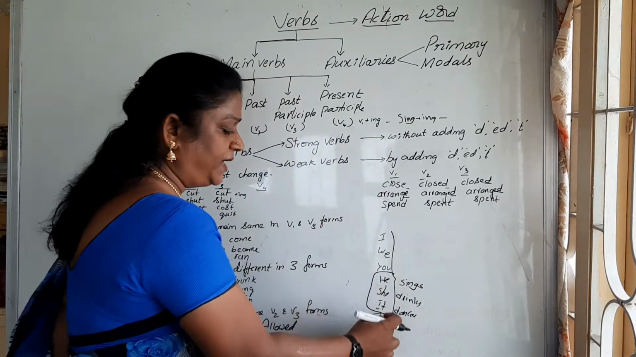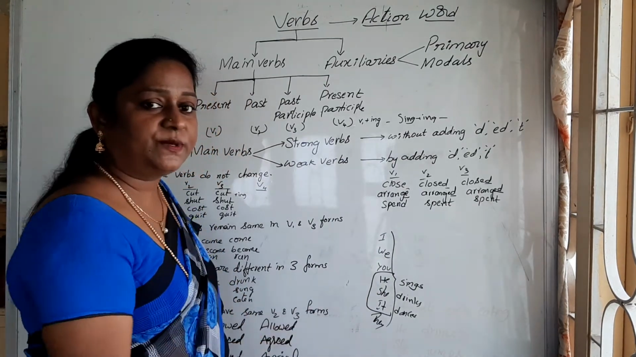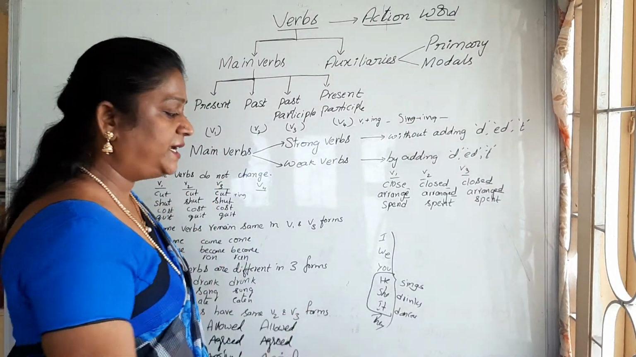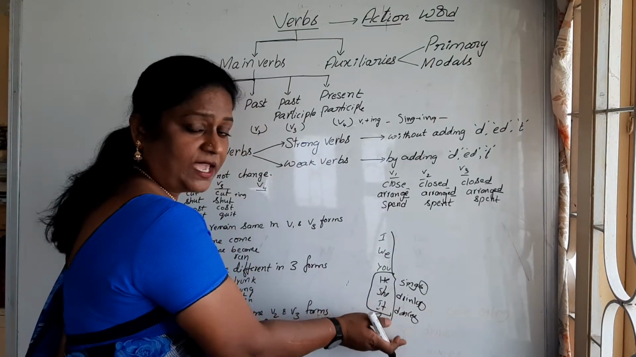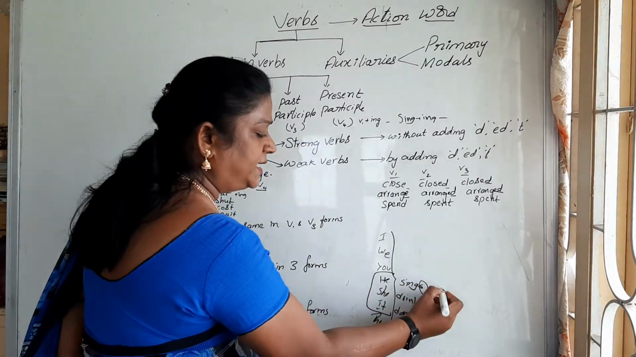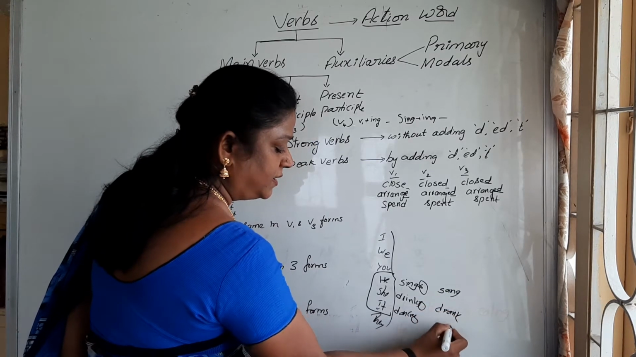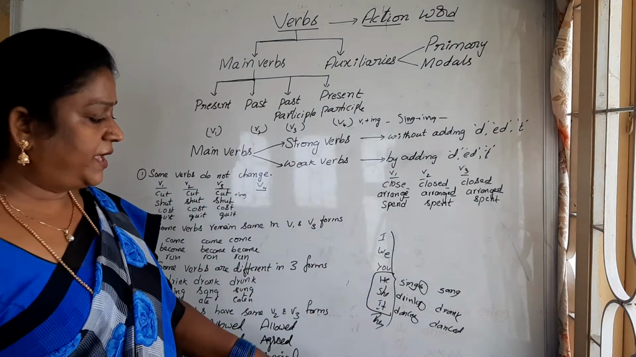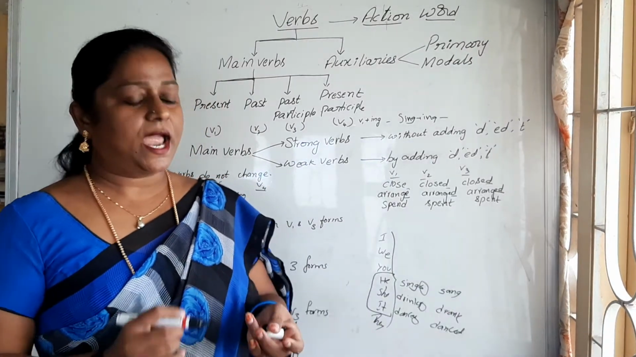But for all the remaining subjects, first person singular, plural, second person singular and plural, and third person plural, in present tense or past tense, whatever it may be, we do not add s to the verb. And for third person singular only we add s to the verb, and that too only in present tense. In past tense we don't use it. He sings, he sang. She drinks, she drank. It dances, it danced. Okay? So only in present tense for third person singular we add s to the verb.